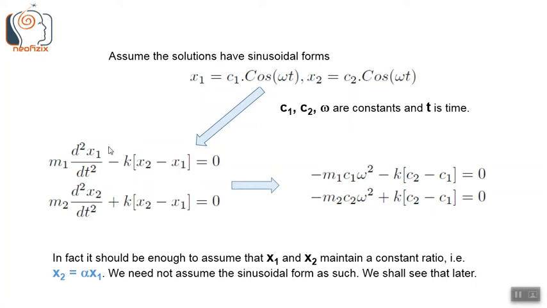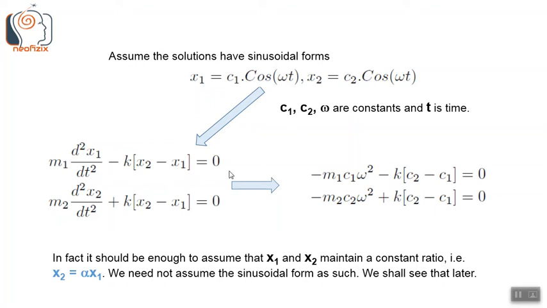Using these x1 and x2 forms in the original force balance equation and simplifying, we get this equation: minus m1 c1 omega square minus k into (c2 minus c1) equals 0, minus m2 c2 omega square plus k into (c2 minus c1) equals 0. In fact, it should be enough to assume that x1 and x2 maintain a constant ratio, that is x2 equals alpha x1.